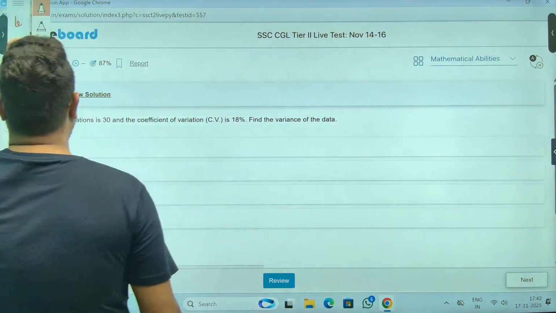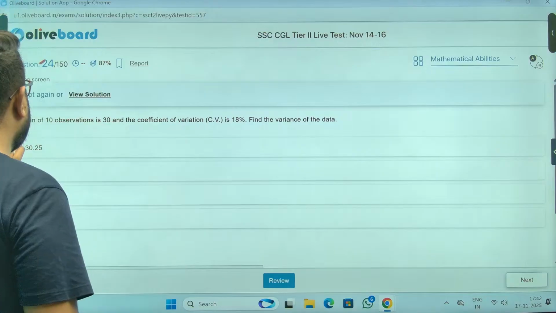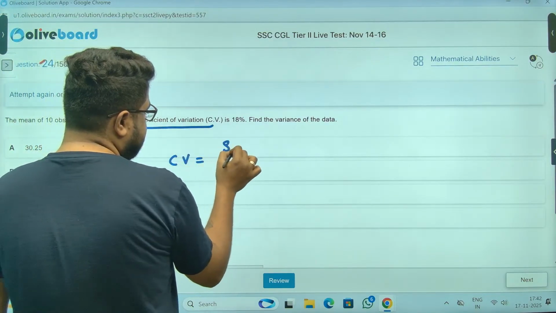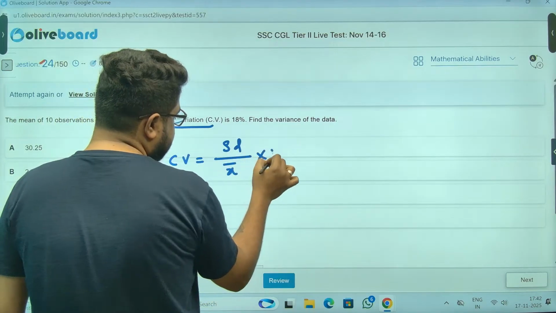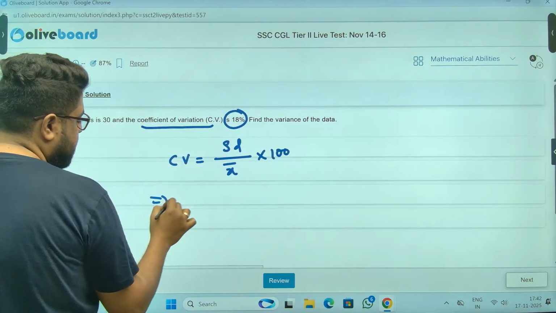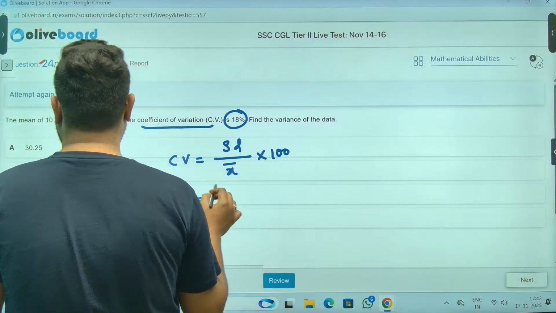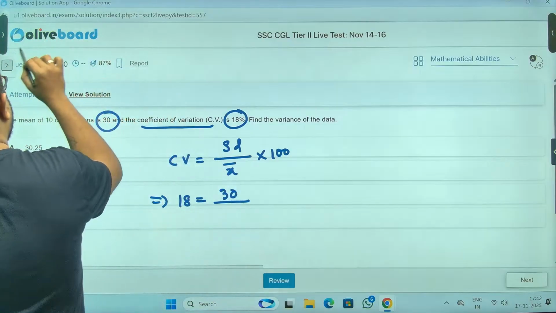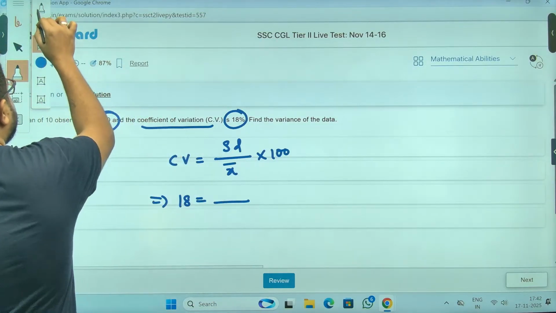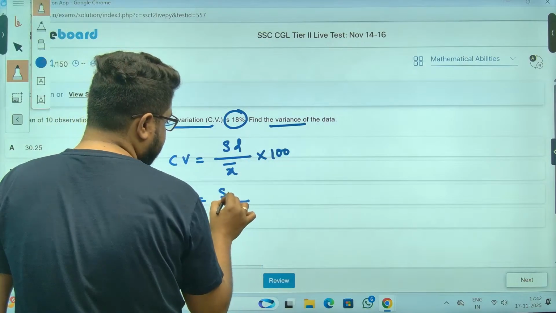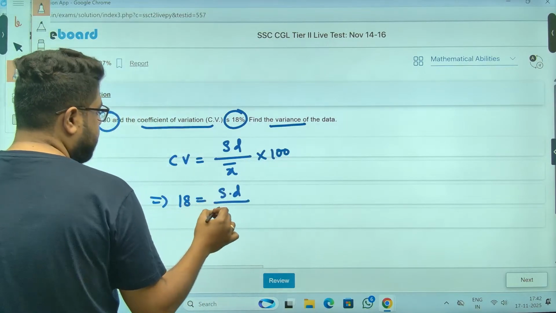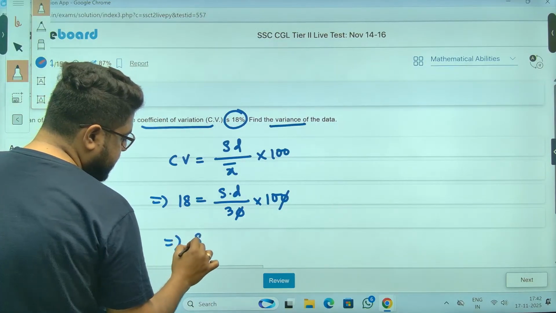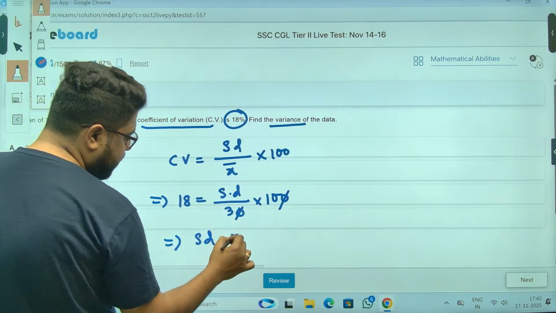Sir, coefficient of variation. अरे ये तो बहुत simple है. Mean is given, sir, CV. Coefficient of variation is SD by mean into 100%. This is 18%. So 18 is SD by mean. SD I don't know. I need to find variance, sir. Mean is 30 into 100. So SD is going to be 54 by 10, 5.4.